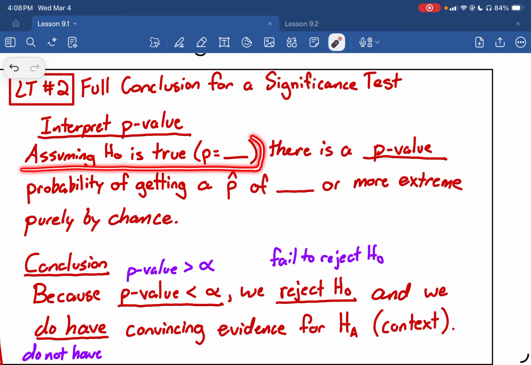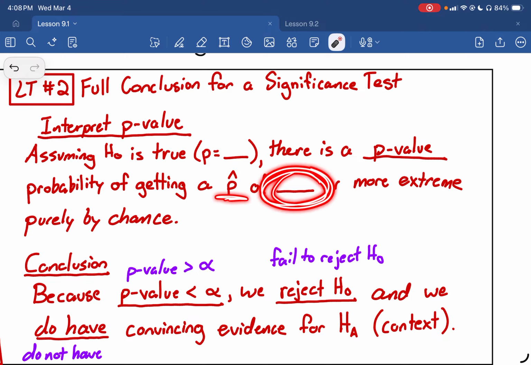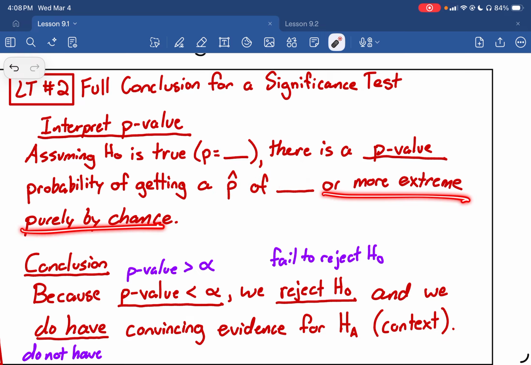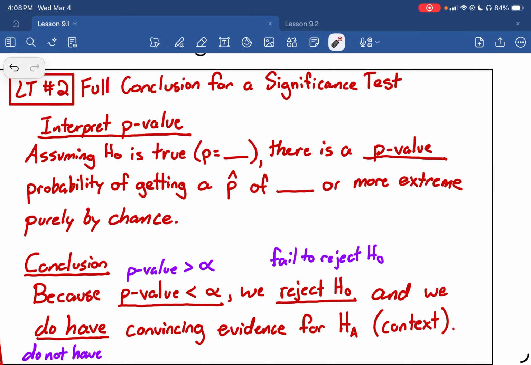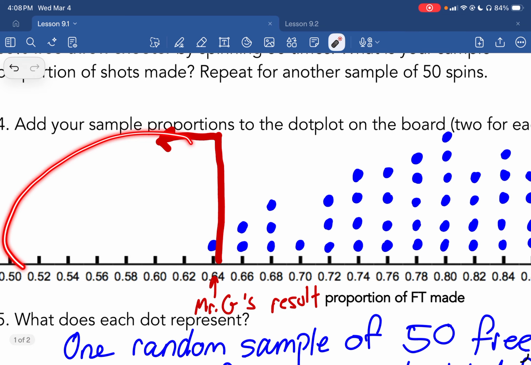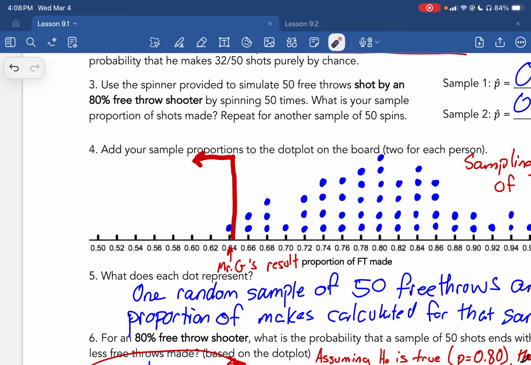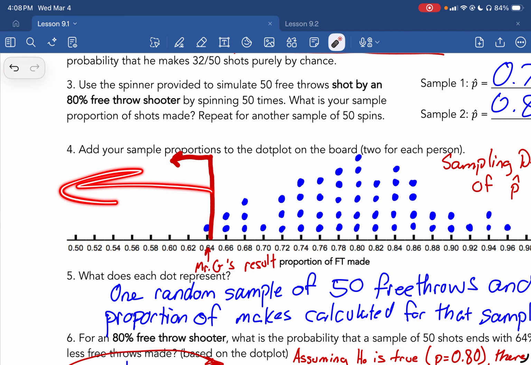Assuming that our null is true, and you do have to list what that is, there is a p-value, that's the calculated value. It's the probability of getting a p-hat of whatever happened, or more extreme, purely by chance. I want to talk about more extreme. That doesn't mean greater than. More extreme means further away from our distribution. You'll see in this example of our lesson, more extreme would actually be everything less than 0.64. So more extreme doesn't just mean greater. You have to use your context of what you're talking about.